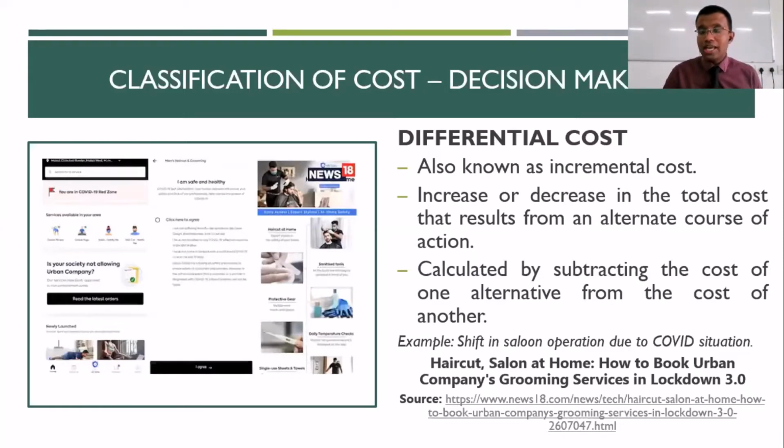So in a nutshell, it can be calculated by subtracting the cost of one alternative from the cost of another. So you were doing things specifically according to plan A, but now you're forced to do according to plan B. So cost of plan A minus cost of plan B, that will give you your differential cost. Now, this could be positive as well as negative. It's not necessary that it always has to be incremental in nature. It could be positive or it could be negative.